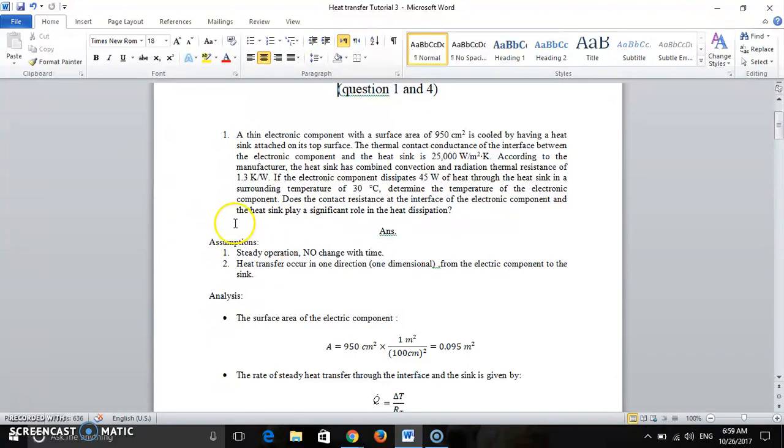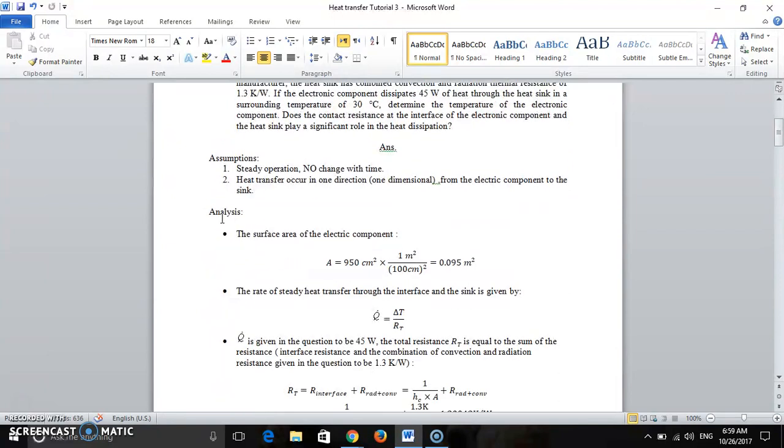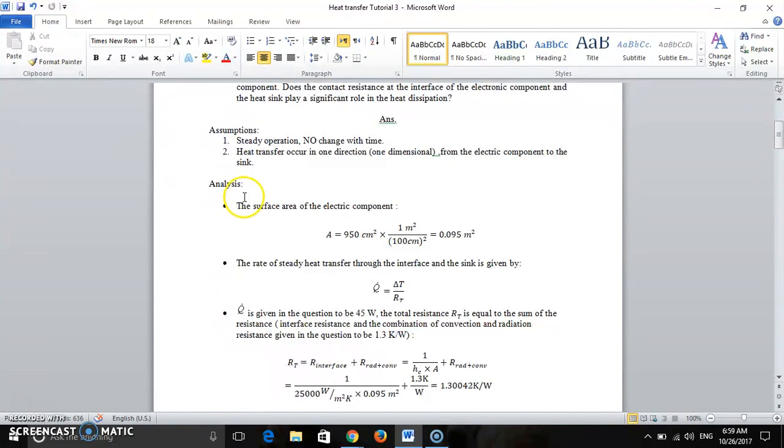Anyway, we start with stating our assumptions to solve this question. First of all, of course, we are talking about steady operation, no change with time. The temperature profile is linear, and the second assumption is that heat transfer occurs only in one direction, which is from the electrical component to the sink directly.